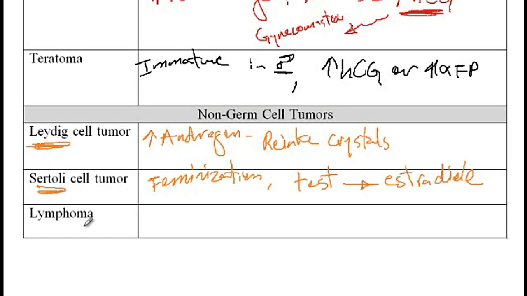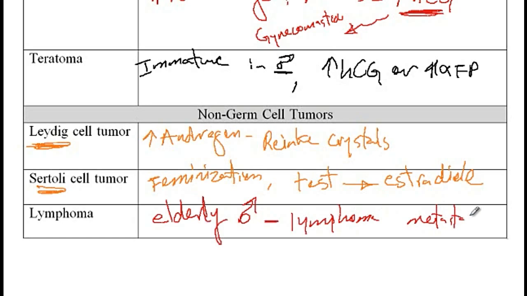And finally, we have the lymphoma, which is the most common testicular tumor in elderly males that usually arises from lymphoma metastasis to the testes. So lymphoma metastases. And that concludes our discussion.